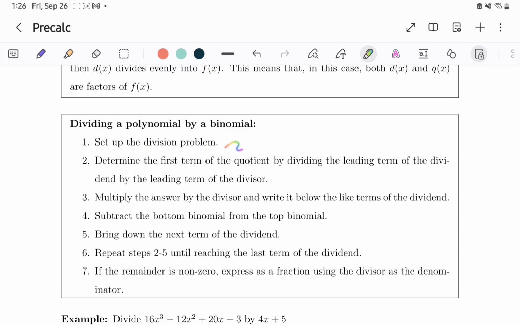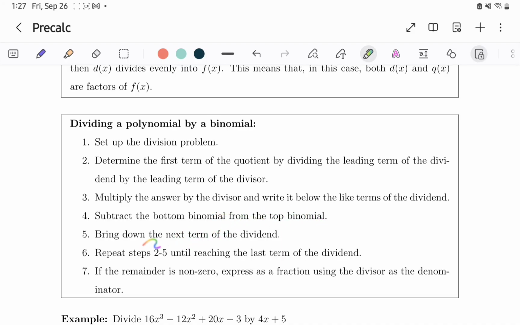So the first thing we are going to do is set up the division problem like we normally would when it comes to long division of numbers. Then we want to determine the first term of the quotient by dividing the leading term of the dividend by the leading term of the divisor. And then we want to multiply our answer, so whichever term we get for the quotient, by the entire divisor. So all the terms in the divisor are going to get multiplied by the quotient, and write it below the terms of the dividend. And then we are going to subtract the bottom binomial from the top binomial.